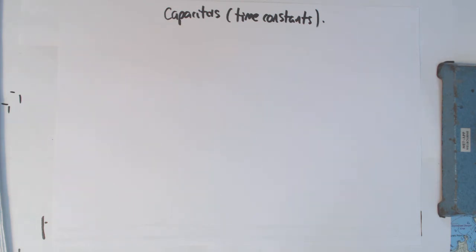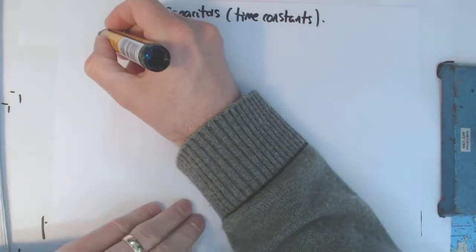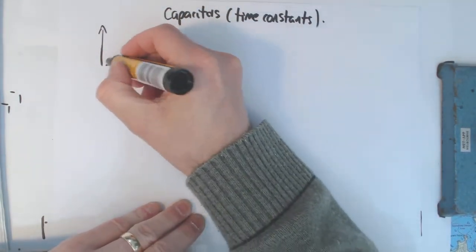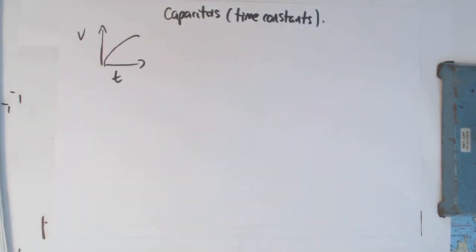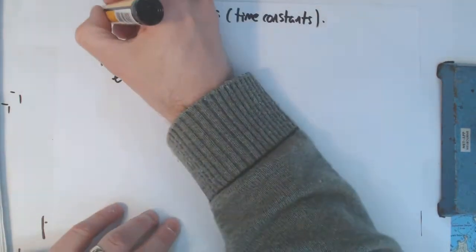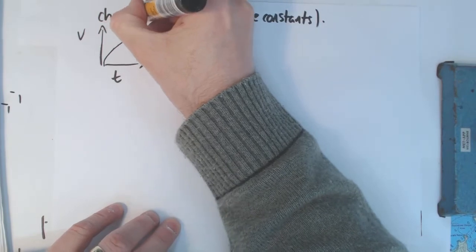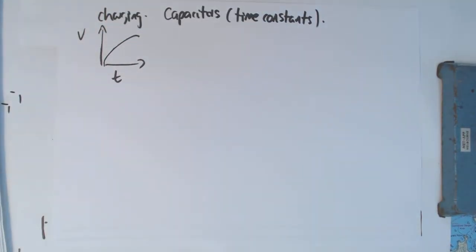Okay, what I want to look at here is time constants for capacitors. You should already have seen the charging and discharging graphs by now. This is voltage against time. This is the one you really need to remember. It will help you. There's going to be 4 graphs we need to know about for capacitors and 4 for inductors. This is the only one you need to remember.